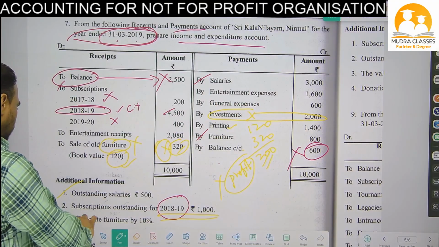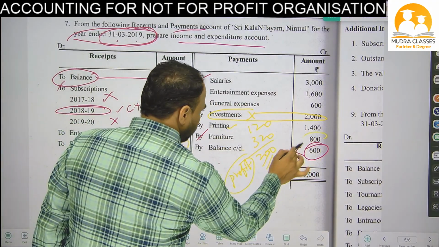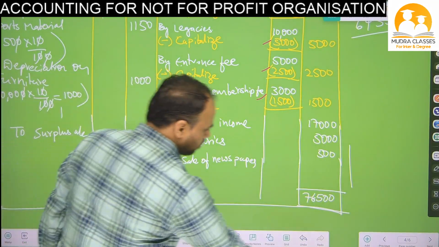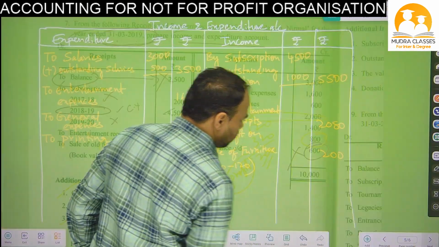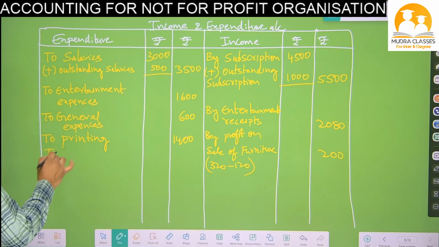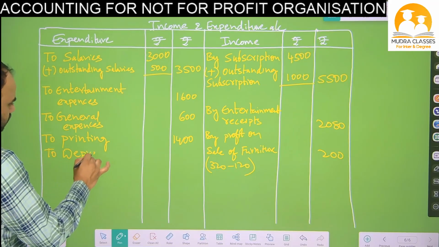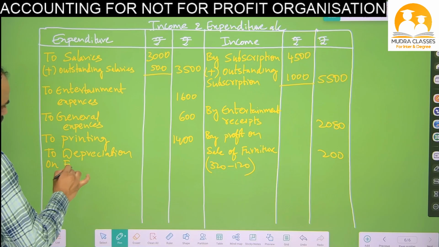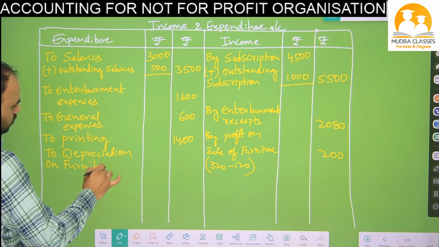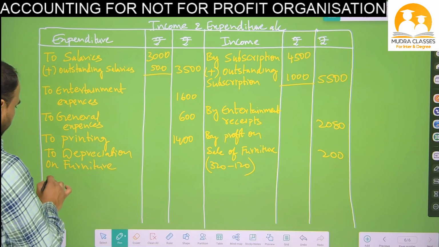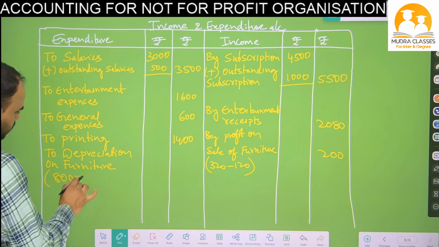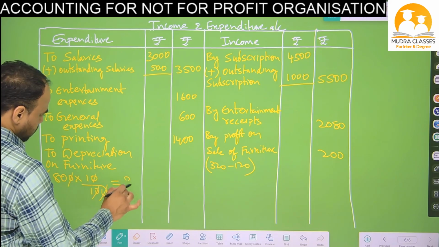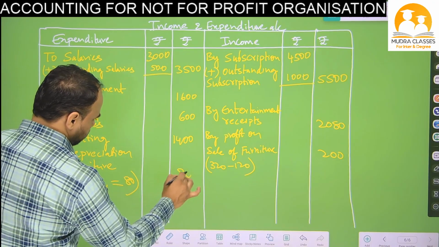Last one, depreciate furniture by 10%. What is furniture given here? 800. On furniture 800 we have to calculate depreciation. To depreciation on furniture. How much is given as value? 800 rupees given. On 800 rupees, 10% means 10 by 100. Zero cancels, zero cancels, depreciation is 80. So 80 rupees we have to write.